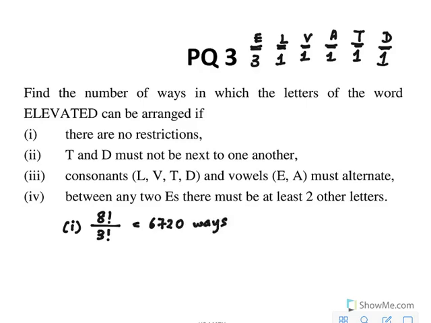Part 2, T and D must not be next to one another. So actually there are a lot of ways to do this. Number 1, you can use a slotting method. That is, T and D must not be next to one another. So one way is we take out T and D, and you have 1, 2, 3, 4, 5, 6, so a total of 6 letters.